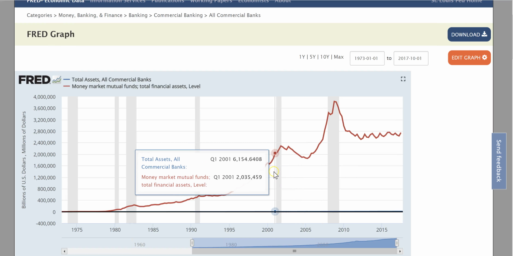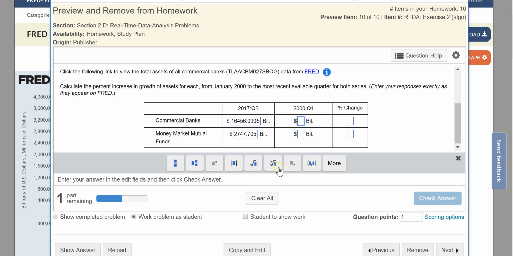So move the cursor to 2000 quarter one. I just moved that to Q1 2000. So again, for the commercial banks, it's 5640.0686. So let me put that, 5640.0686.